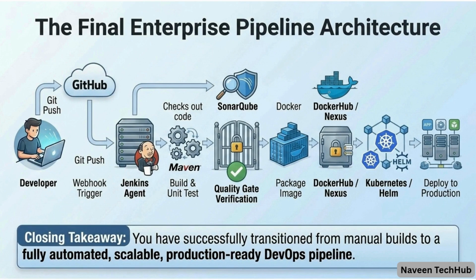Now let's connect everything. A developer pushes code to GitHub. A webhook triggers Jenkins. Jenkins allocates an agent, checks out the code, runs the Maven build and unit tests, sends the code through a quality gate, creates the Docker image, pushes it to a registry, such as Docker Hub or Nexus, and finally deploys through Kubernetes and Helm. This is the key takeaway. We have moved from manual builds to an automated, scalable, production-ready DevOps pipeline.